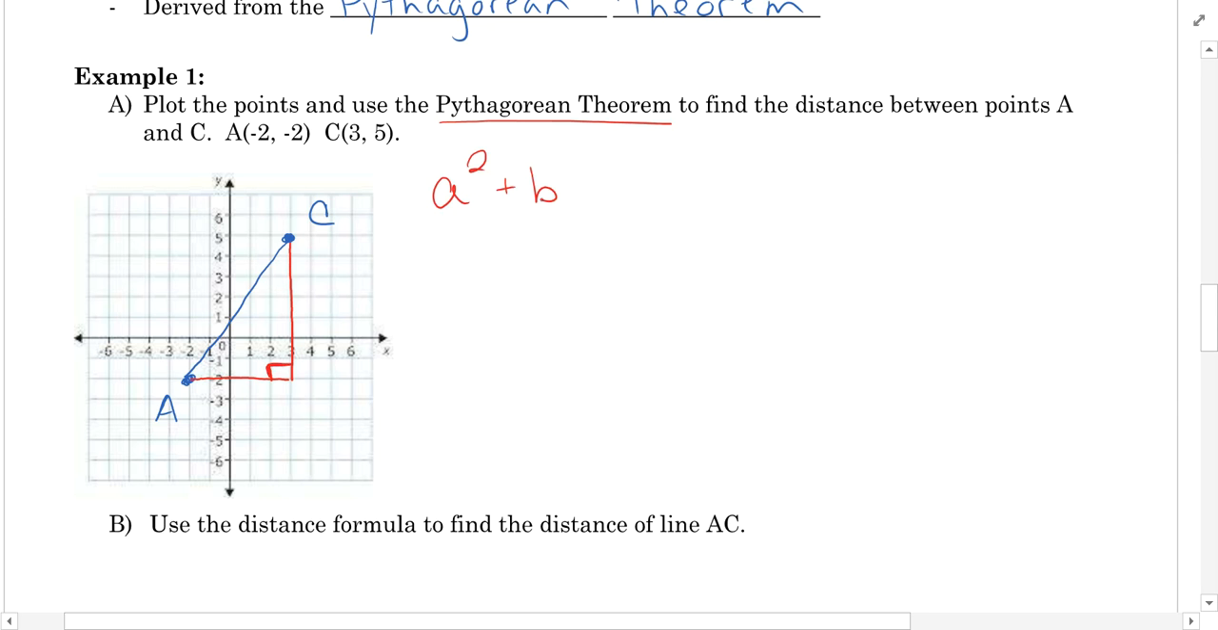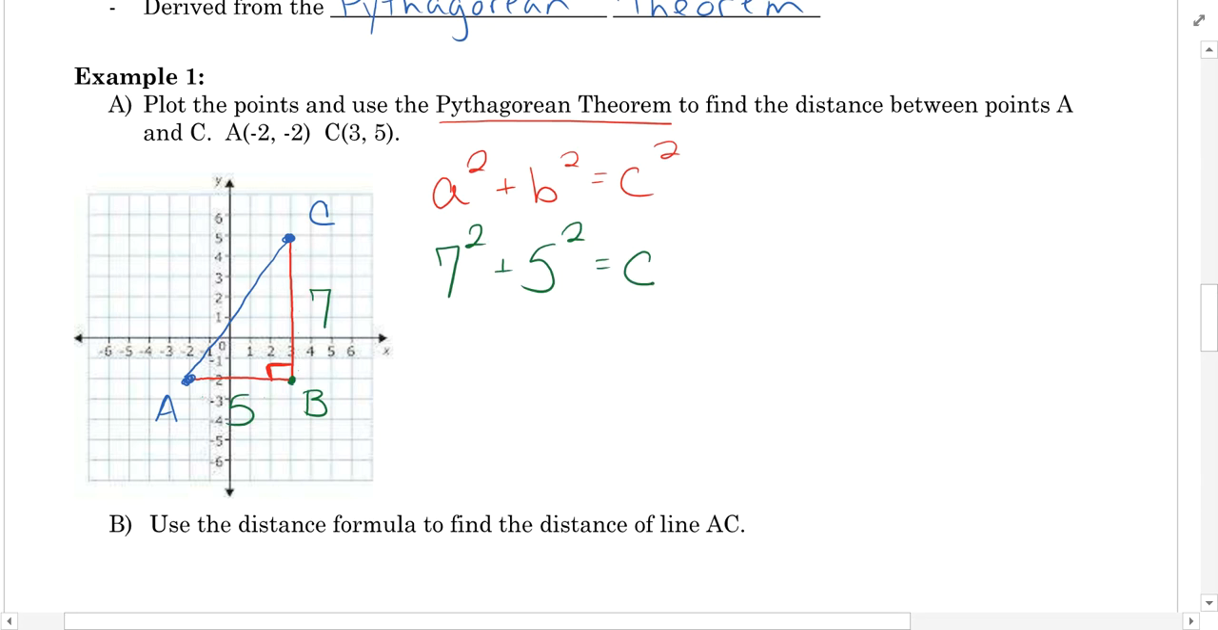So if I'm using the Pythagorean theorem, I'm going to remind myself that the Pythagorean theorem is leg squared plus leg squared equals hypotenuse squared. So I'm going to find the distance of my two legs. I'll label this new point that I created here B. So for CB, it's 1, 2, 3, 4, 5, 6, 7 units long. So one of the legs of my triangle is 7, so I'm going to square that.